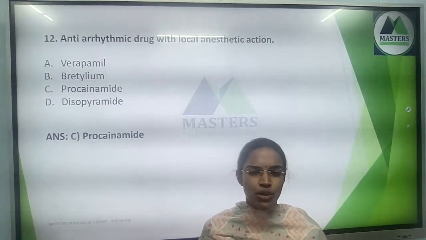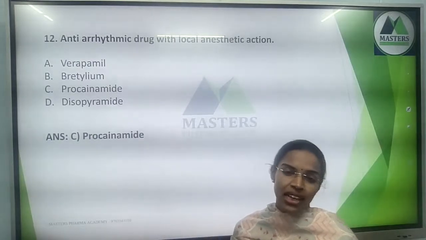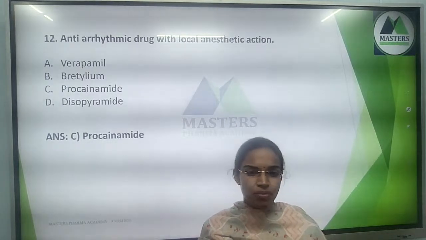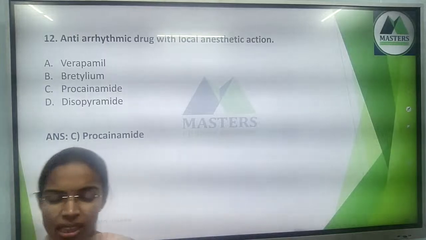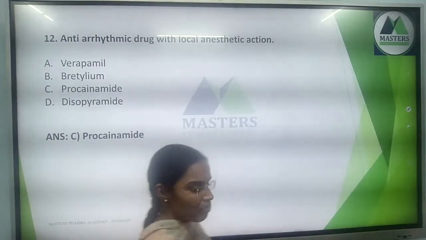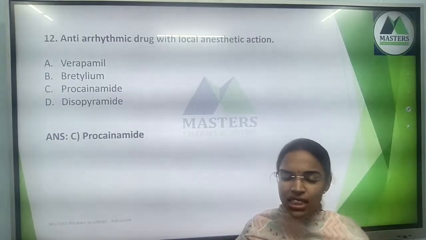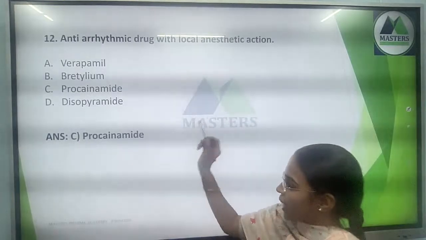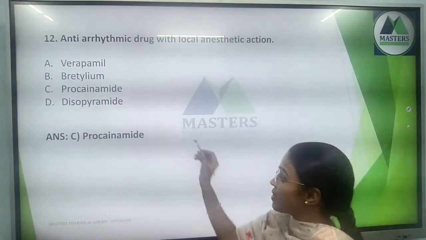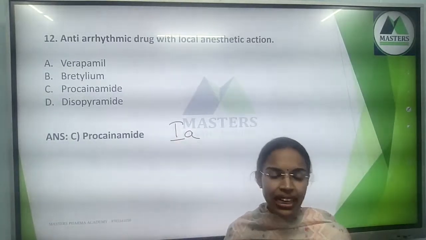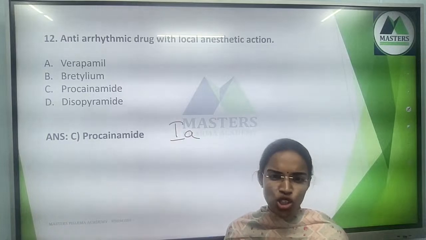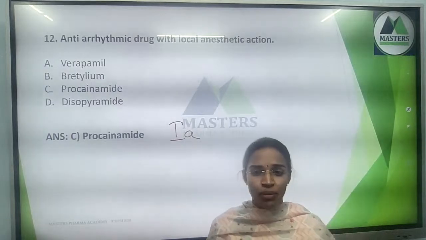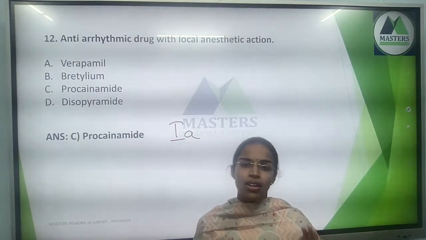Which class of antiarrhythmic drug is procainamide? How many classes of antiarrhythmic agents are there? Antiarrhythmics are classified into 4 classes. Very good. And procainamide is class 1A. Class 1A antiarrhythmic agents are sodium channel blockers.